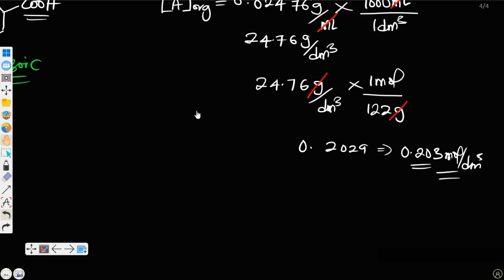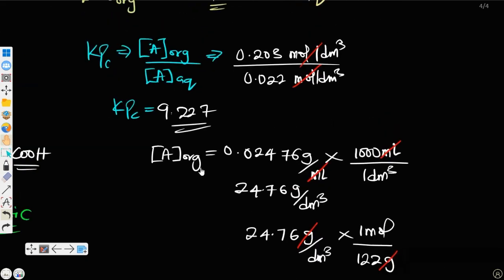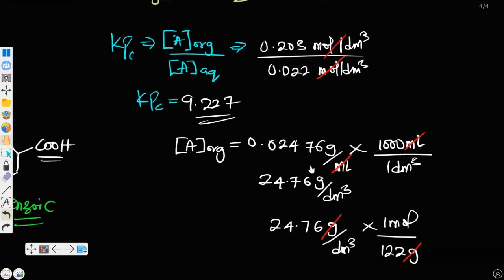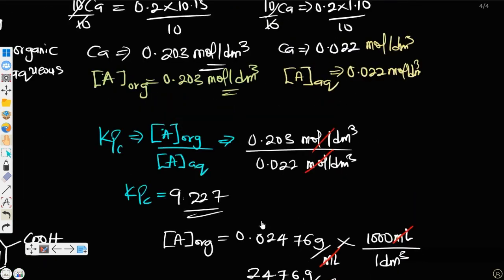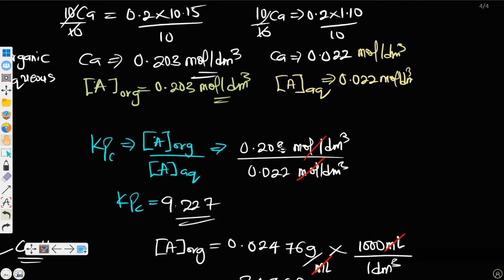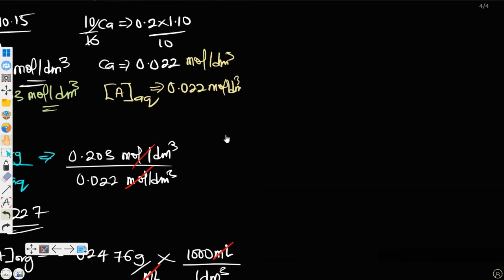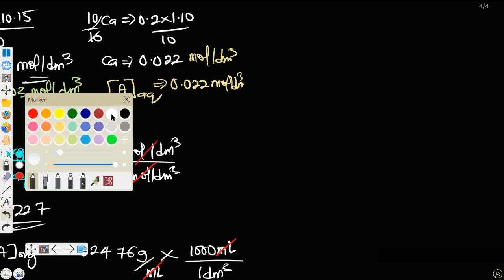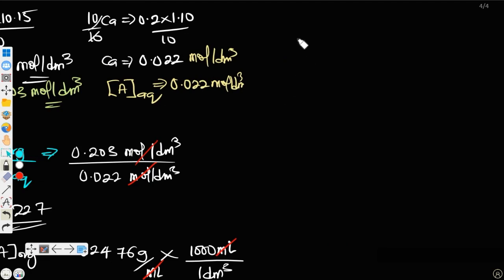So we actually came from this gram per mil. The gram per mil we got to mole per dm cube, and it will still give us the same answer in concentration. Now, how about this 0.22 mole per dm cube? Now, we can come here and say 0.22 mole per dm cube. Let's try and answer it. First of all, we have to convert this to gram per dm cube. So this gives us 0.022 mole per dm cube.